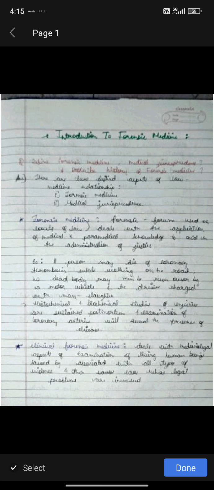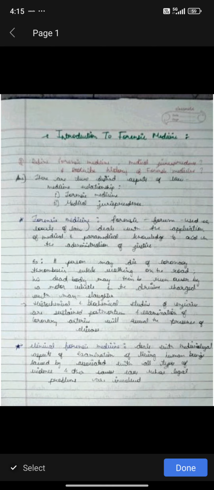So our first topic is Introduction to Forensic Medicine. It is based on the CBDC syllabus. So the first question is: define forensic medicine, medical jurisprudence, and describe the history of forensic medicine. There are two distinct aspects of the law-medicine relationship. First is forensic medicine and second is medical jurisprudence. So first is forensic medicine.